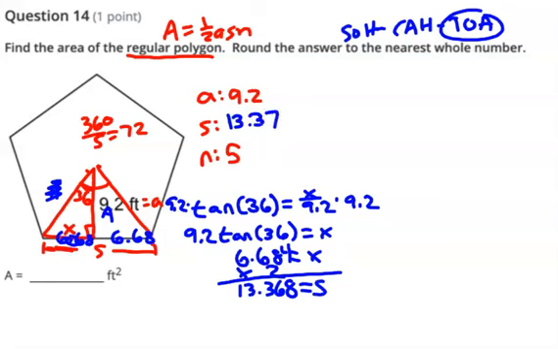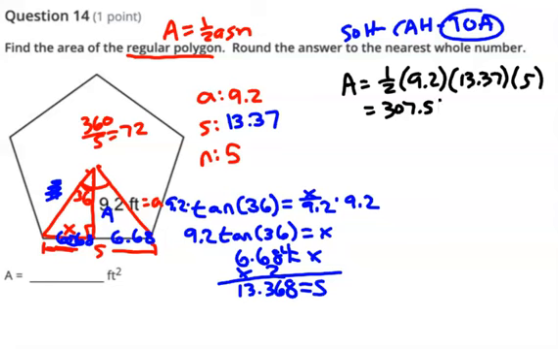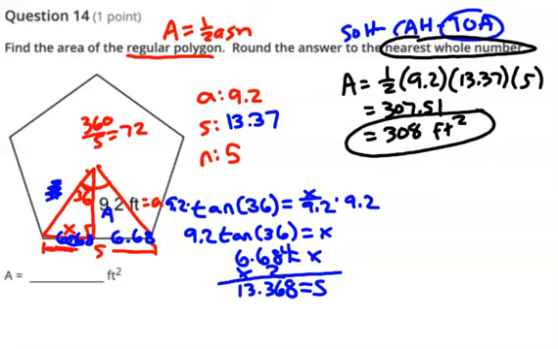Once you have all three of these things, it's just calculator work. 1/2 times 9.2 times 13.37 times 5. If you do that, I'm doing it right now, I came up with 307.51. They said nearest whole number, so that's going to be 308 square feet.